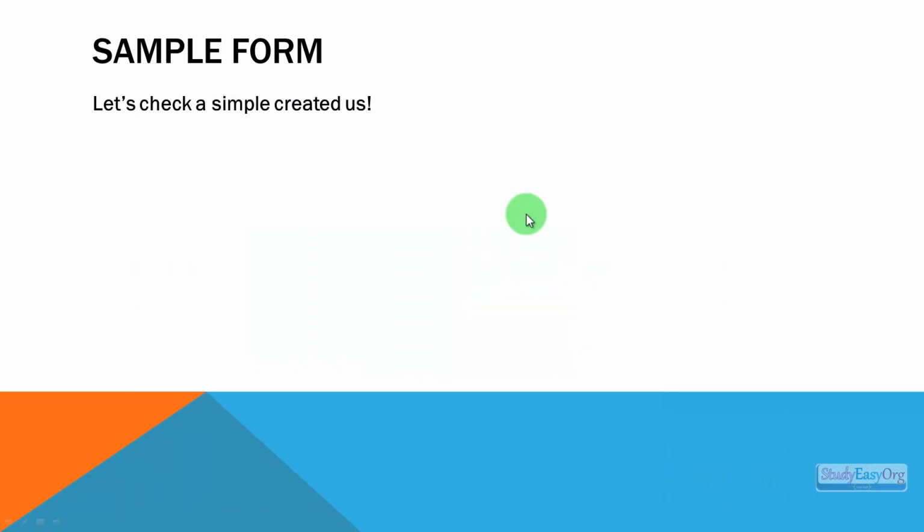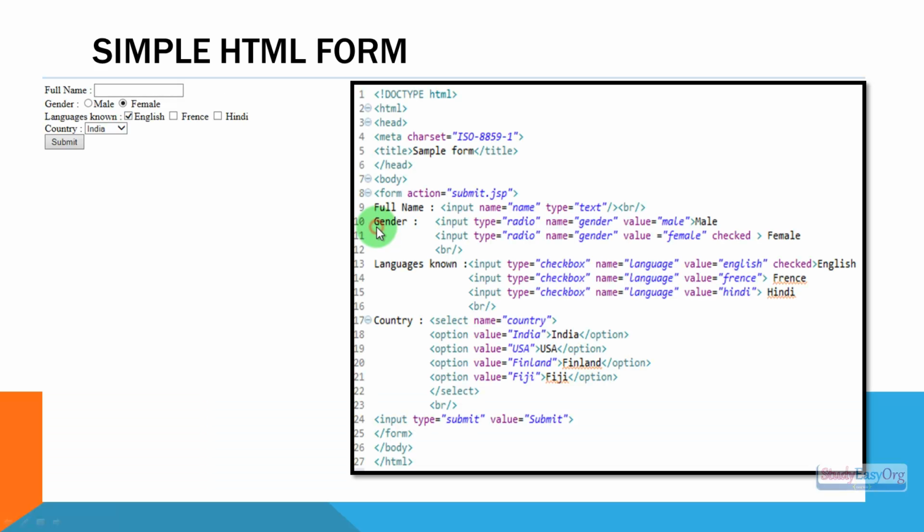Finally, let us check a very simple form which we have built, and we will also check the code for it. So here is the simple form which we have built, where we have full name, gender, known languages, country, and a submit button. And here is a simple code of HTML. This particular form we would be using in our forthcoming lectures, and in fact this particular form has a couple of elements. For example, there is input type text, then we have radio buttons, then we also have checkboxes, and we also have a drop down.